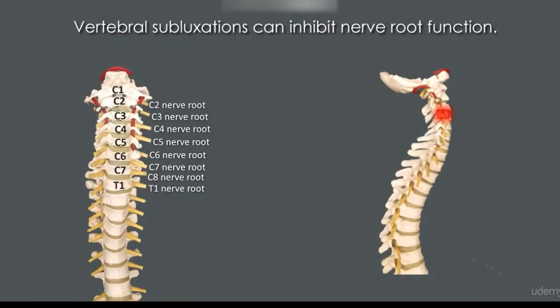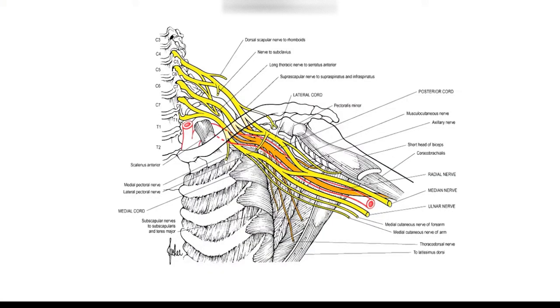Vertebrae may physically inhibit nerve root function by placing pressure on them, so testing cervical nerve root function is another tool to evaluate for subluxations. The cervical nerve roots C5, C6, C7, C8, and T1 combine to form the three main nerves that service the upper extremity: the median, ulnar, and radial nerves.